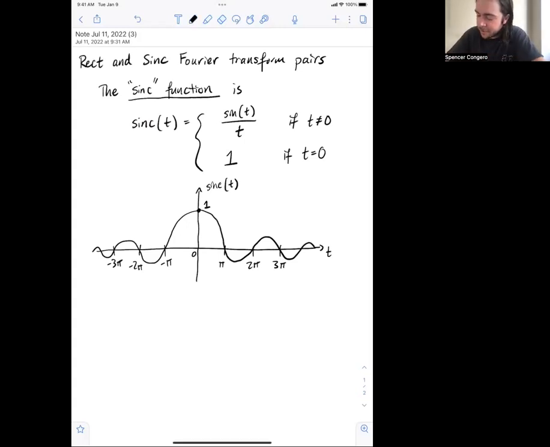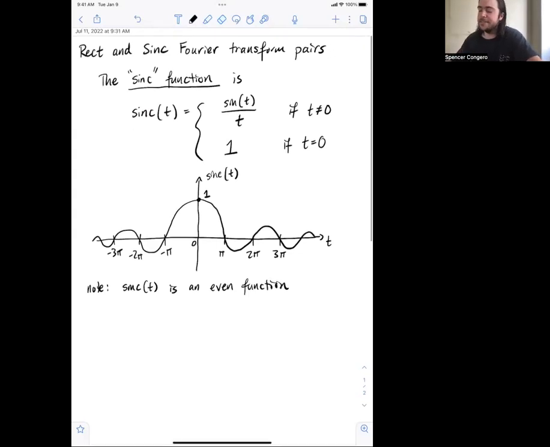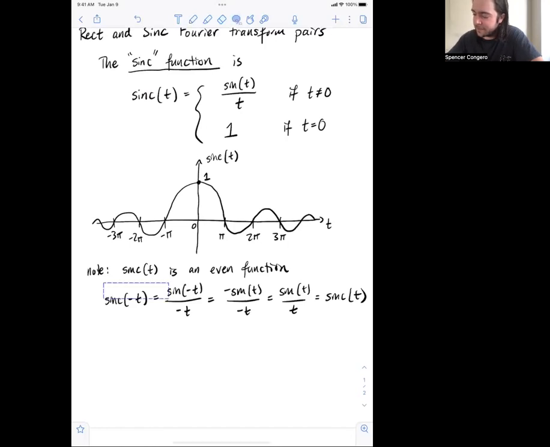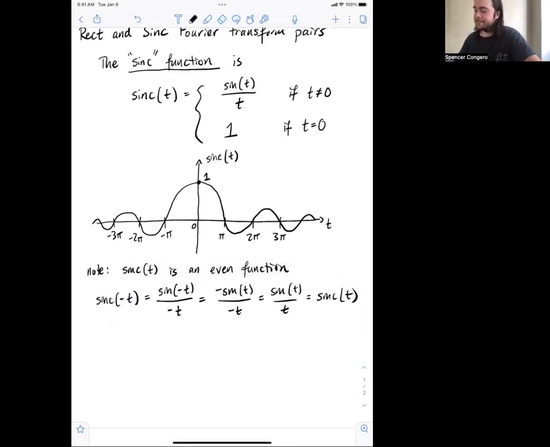And one thing to note is that I've drawn it symmetrical about the vertical axis, and it turns out it really is. So sinc is an even function. What does that mean? That means that when I flip it across the vertical axis, it looks the same. In other words, when I plug in negative t, I should get sinc of t, which I do. So I get sine of negative t over negative t, negative sine of t over negative t, the negatives cancel. I get sine of t over t, and finally sinc of t. So this shows that sinc is an even function, and so it is symmetric across that vertical axis.